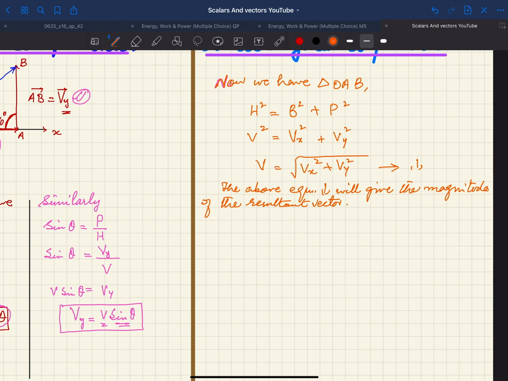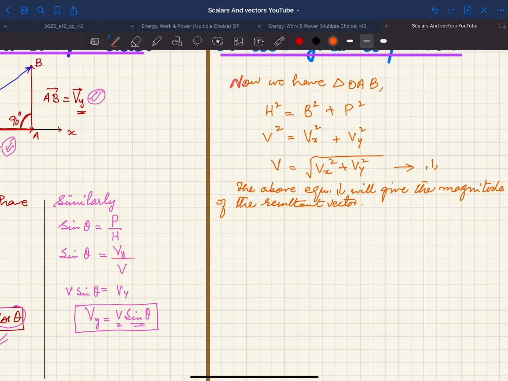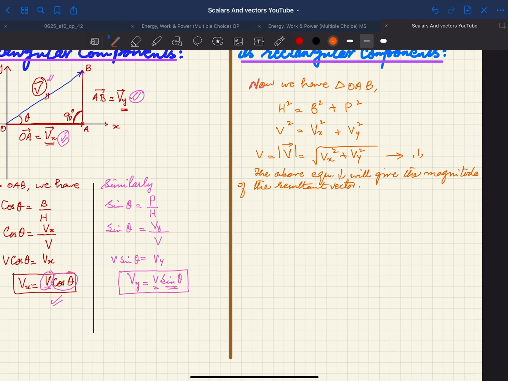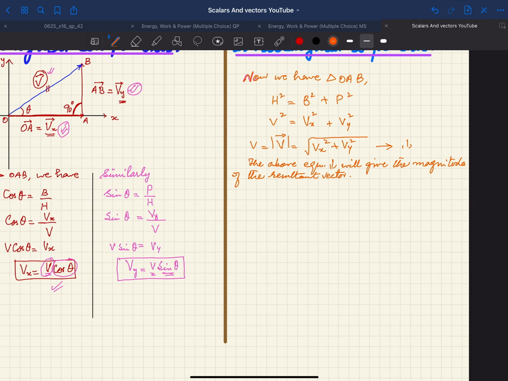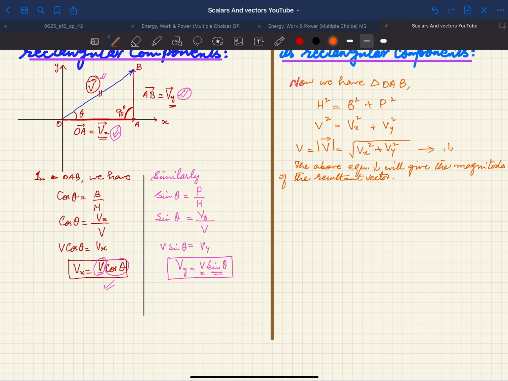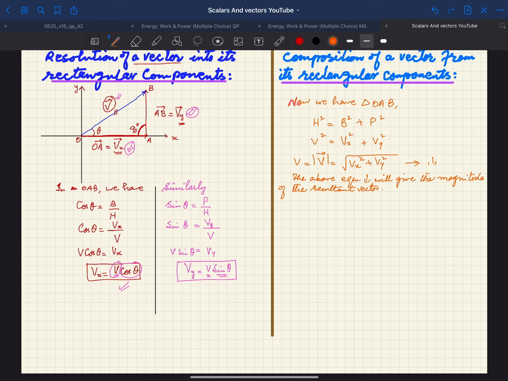If you will go back to my previous lectures, you will see that we can use this V for the magnitude, or we can use the mod of vector or modulus of vector V. This is also giving you the magnitude of vector V, which is the resultant vector. So if the values of Vx and Vy are given, very simply we can find out the magnitude. So here we can write that this is for magnitude of the resultant vector.